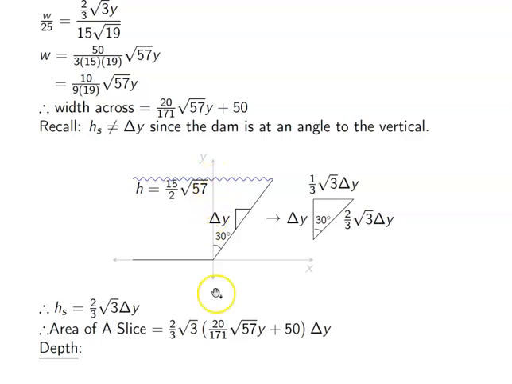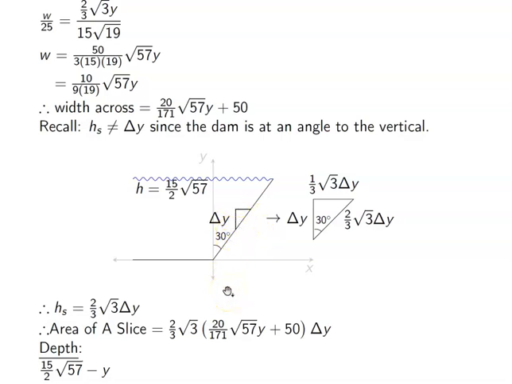So what is the depth? So if I go up to here, how much is left? What is the depth at this point? It's the total minus how much I have already come up. So 15 over 2 root 57 minus y is the depth of each slice.